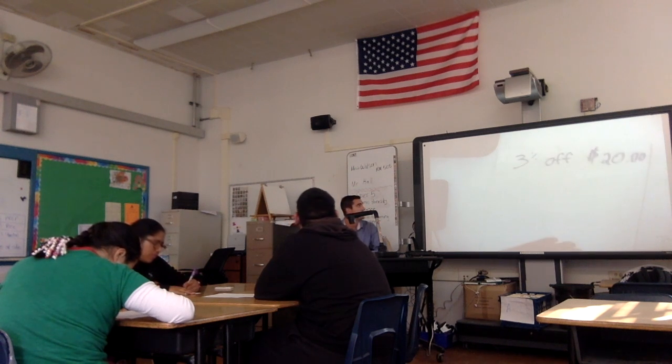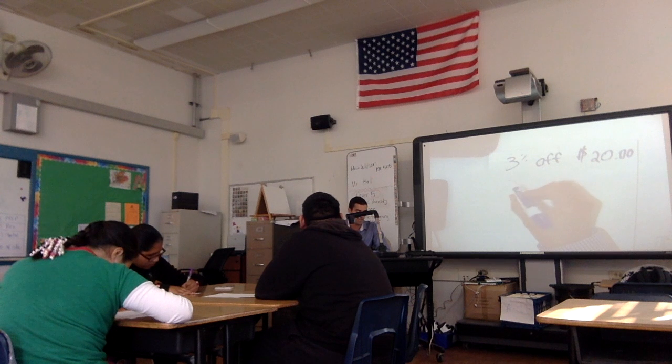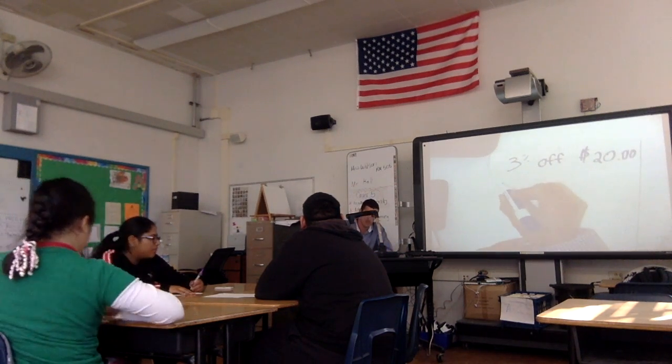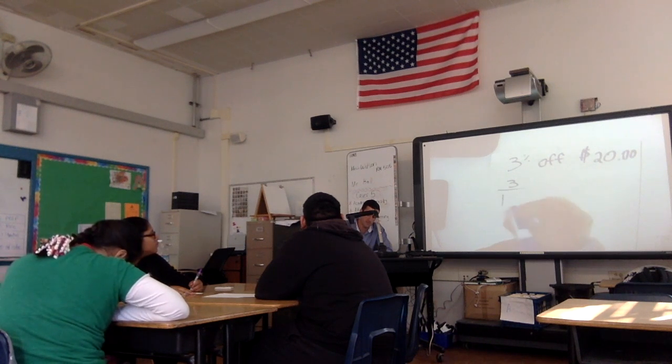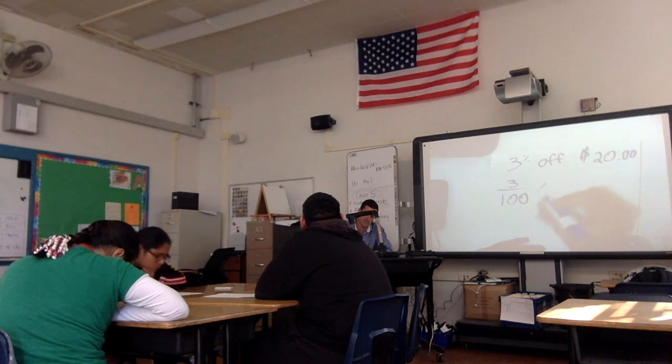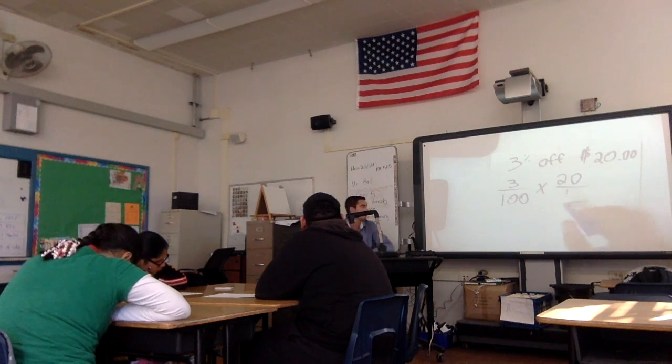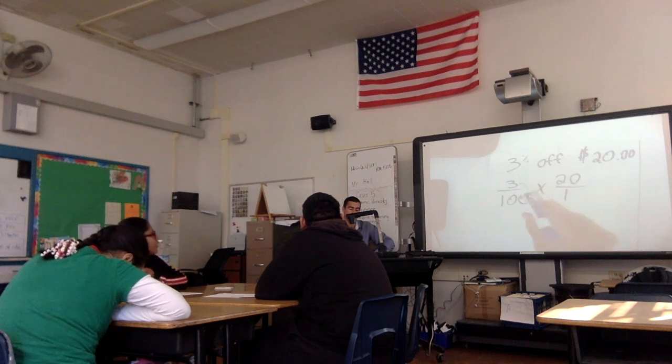Alright, so 3% as a fraction is going to look like what? Come on guys, listen to what I'm asking for. Three over 100. Good work, Carlos. 3 over 100 is going to represent that percent. And then we are going to write $20 as 20 over 1. Now, what happens when we multiply 3 times 20? You get 60. 60 over 100.